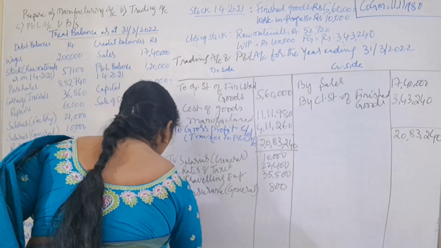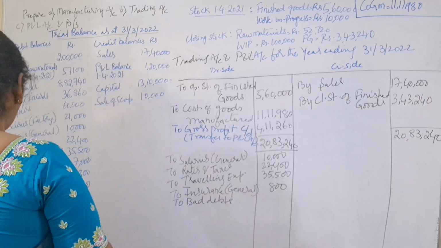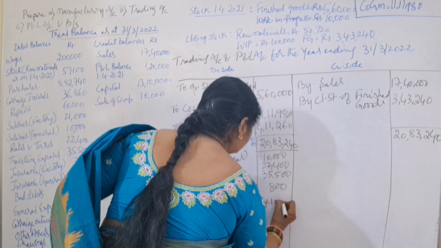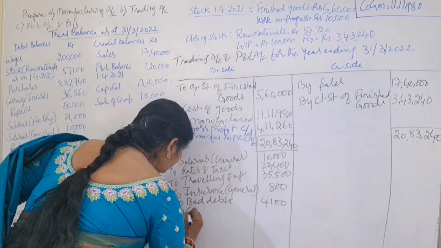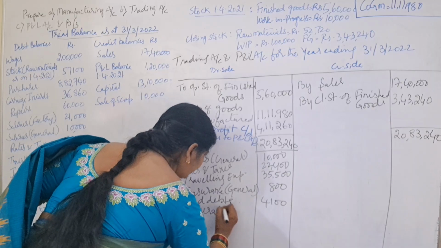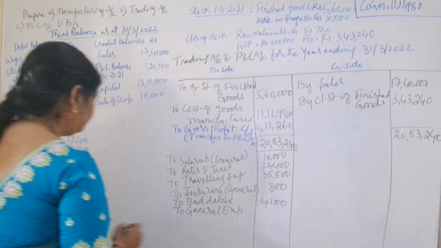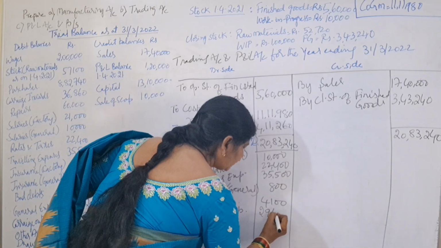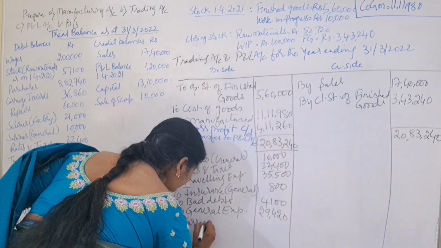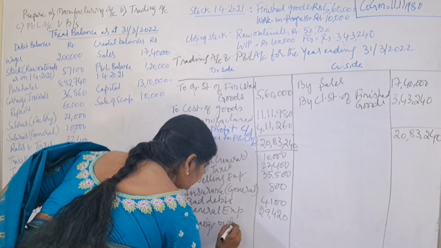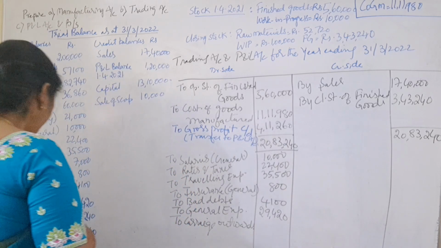Next, bad debts, to bad debts, 4,100. Next, general expenses, to general expenses, 29,420. To carriage outwards, 94,240.